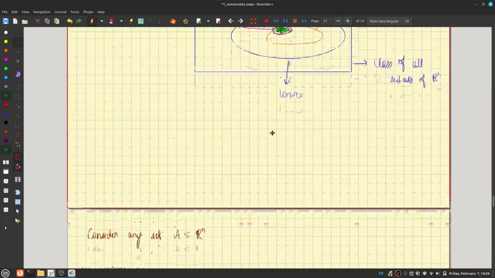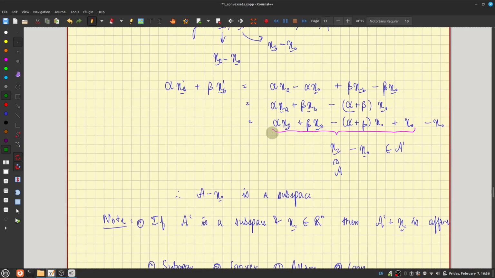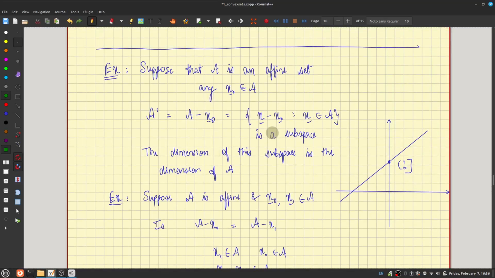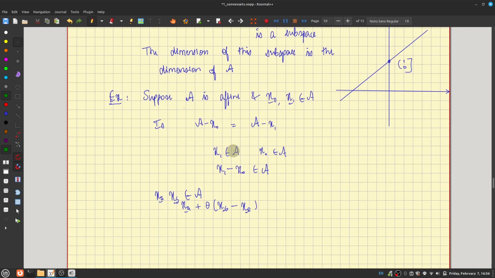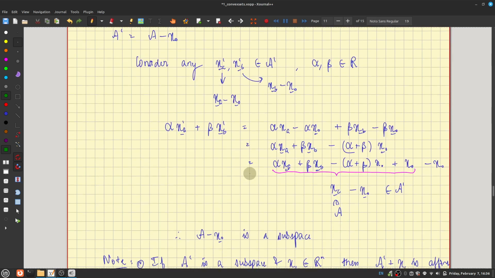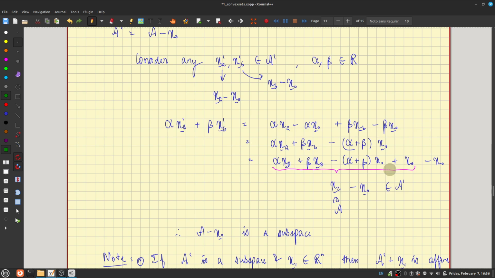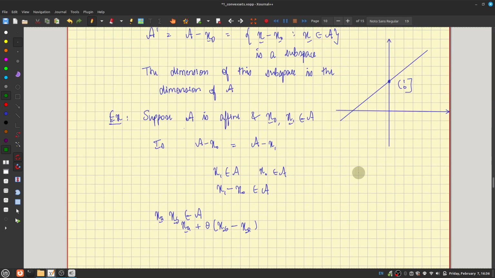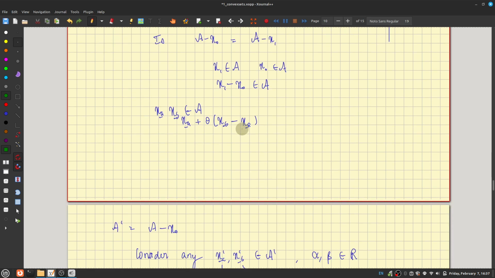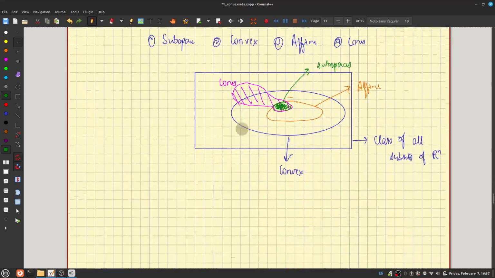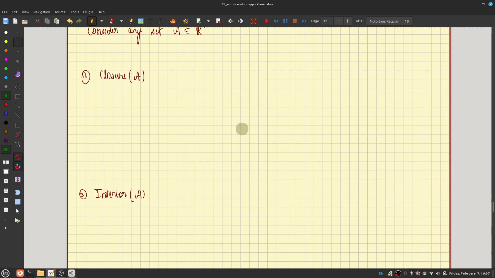Okay. All right. So we've seen that A minus x naught, for any affine A and any x naught in A, is guaranteed to be a subspace. So I'll leave this as an exercise using similar ideas. Essentially, it's the same sort of idea that you have to use to show that A minus x naught is going to be equal to A minus x1. Right? So in other words, this subspace is unique.